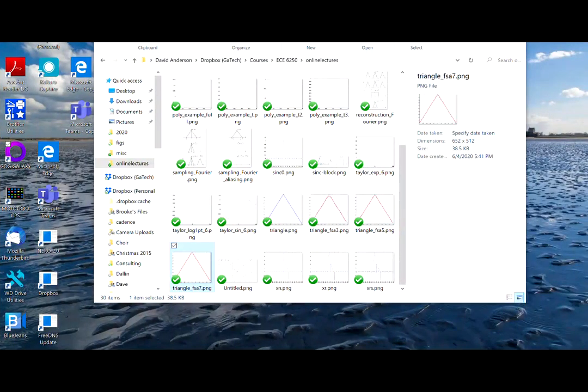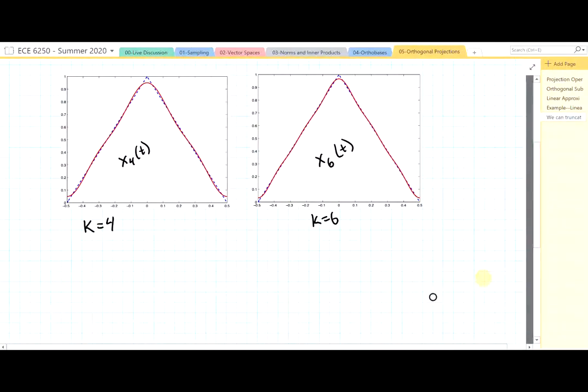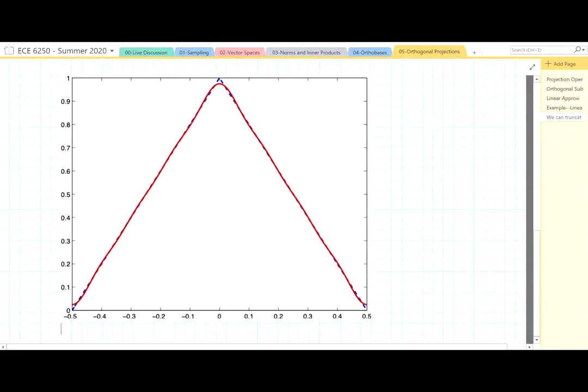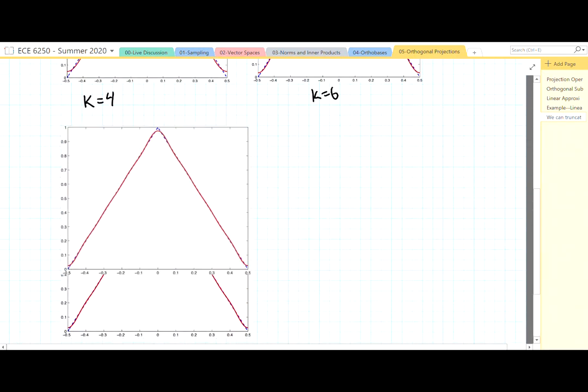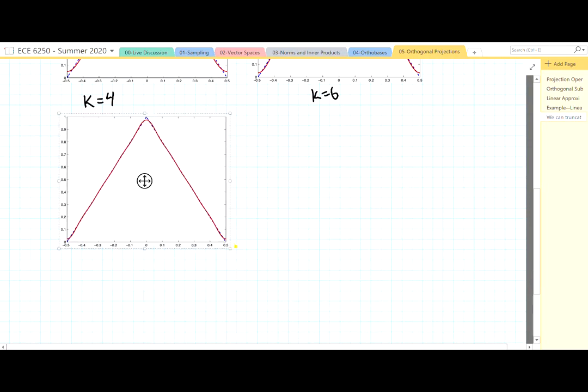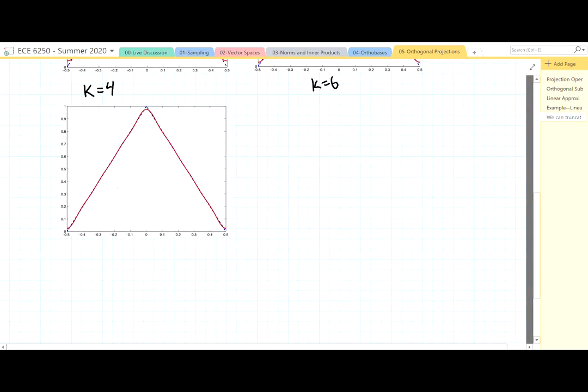And finally, here's what we have with 8 terms, so K equals 8. And it gets closer and closer. And you see where it's furthest off is right here at the boundaries, but it's starting to track that really closely. So we can compute the error for each of these explicitly.